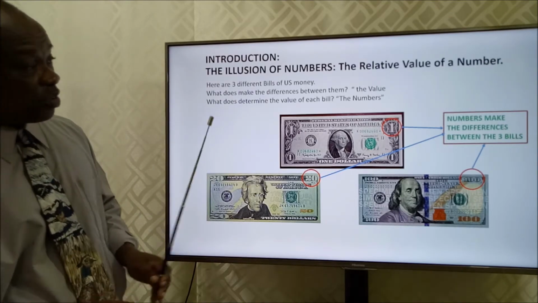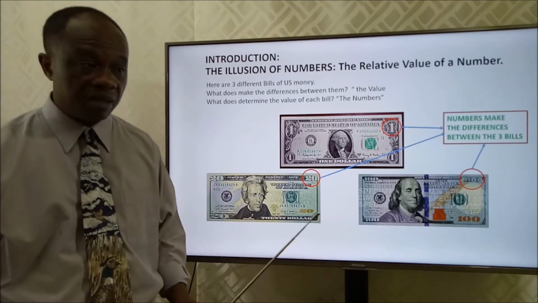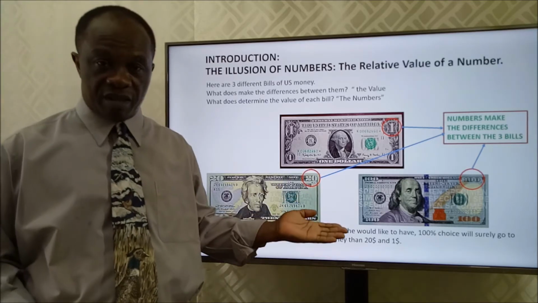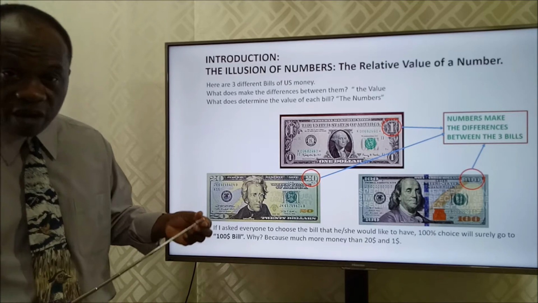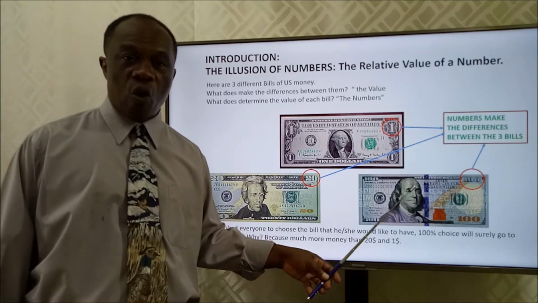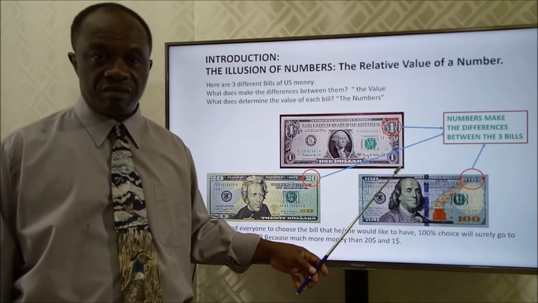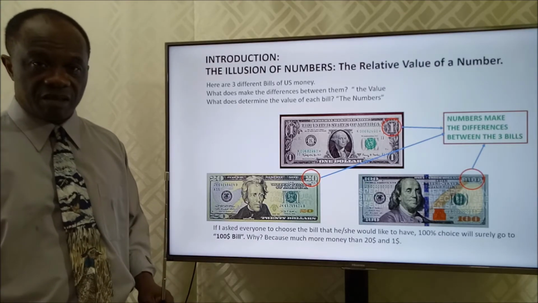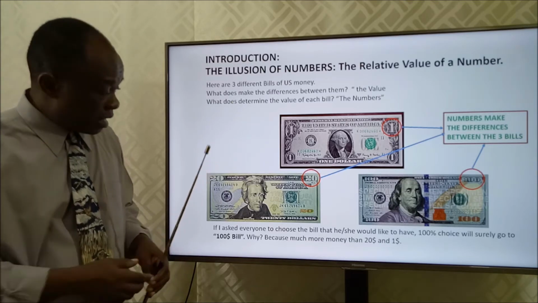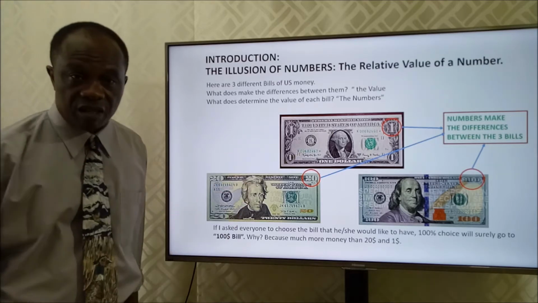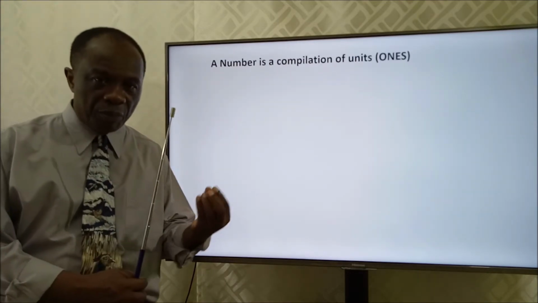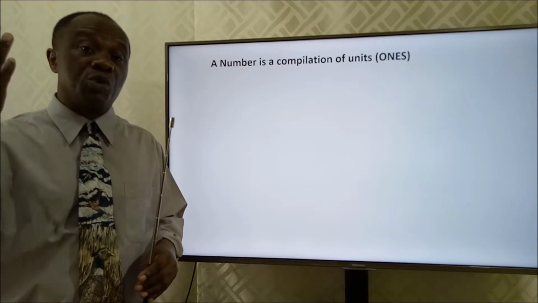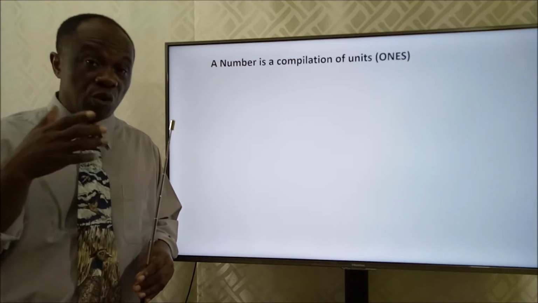So what makes the difference between them is the number. Why? Because if I ask you to choose which bill you would like to have among the three, for sure, 100%, everyone will go for the $100 bill. Why? Because we believe that we have much more money than with $20 or $1. Why do we give more importance to the $100 bill? Because we have a perception of numbers, but we don't mind about it.